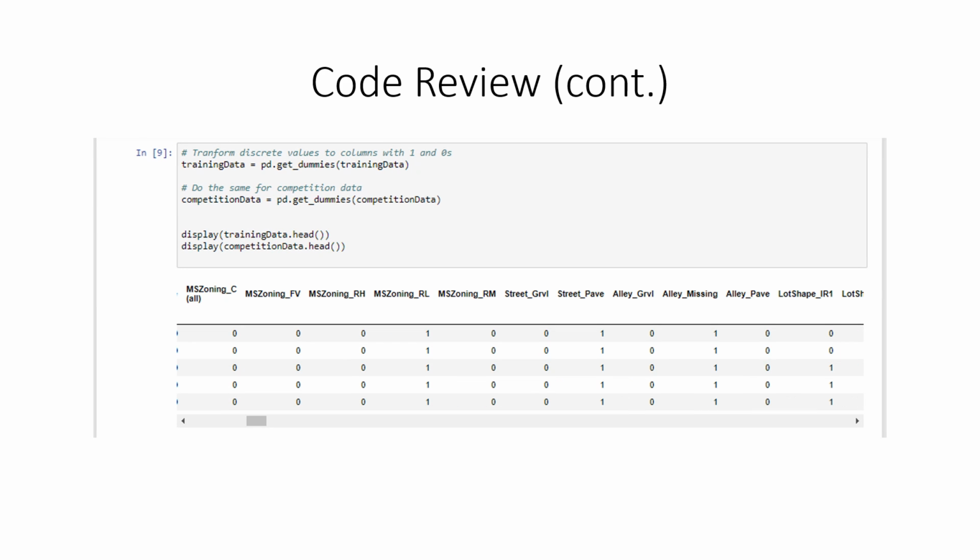Okay, and here is the same slide as previous, but I scrolled over so you can see what the new features look like. You can see the new features have a naming format, which is the old feature name with an underscore and the categorical value that it has. So MS zoning underscore C all, MS zoning underscore FV. That FV used to be a value under the MS zoning feature before we made this transformation.